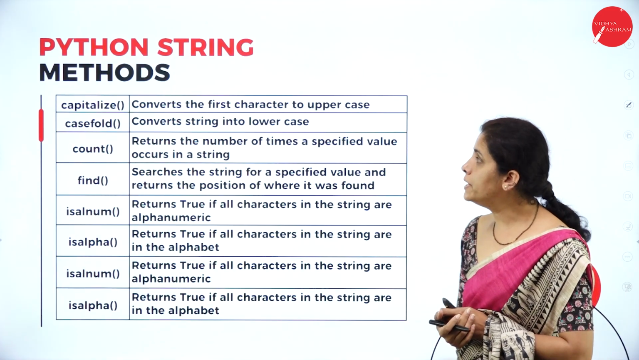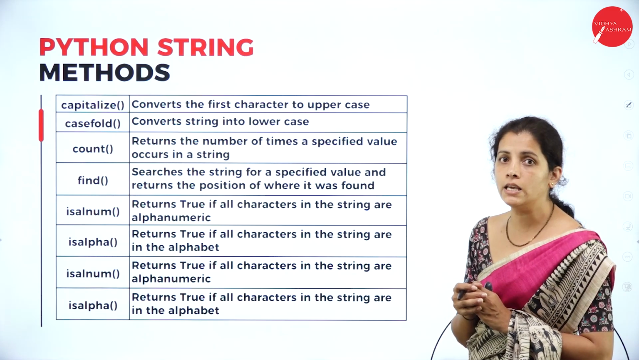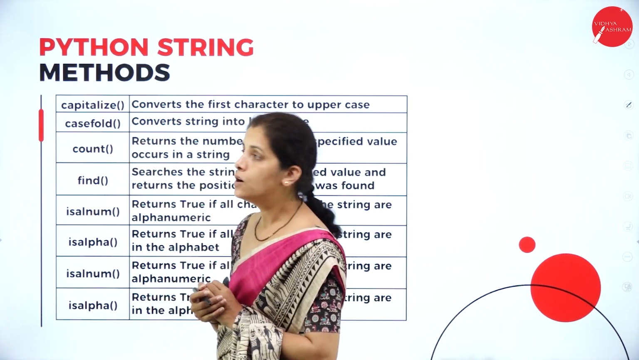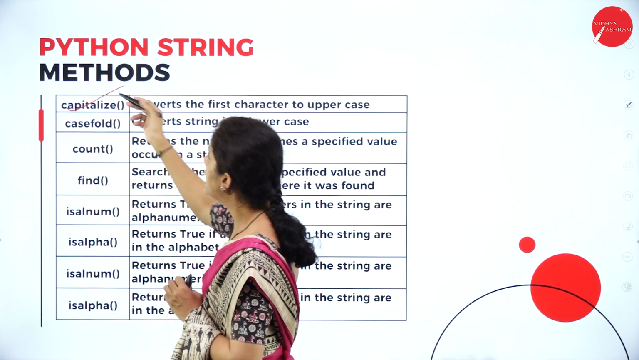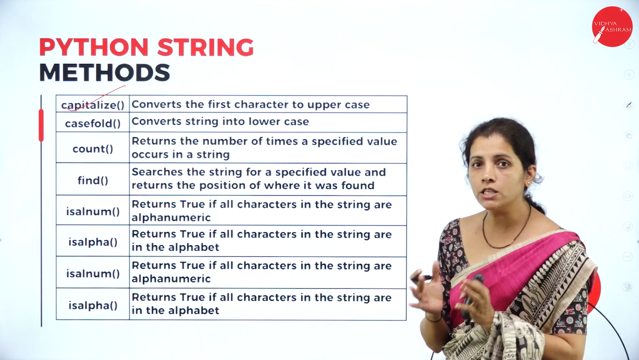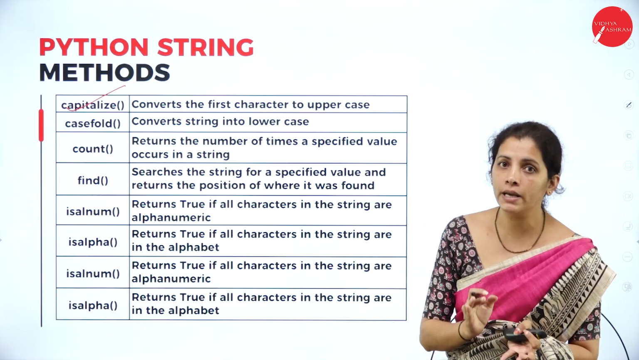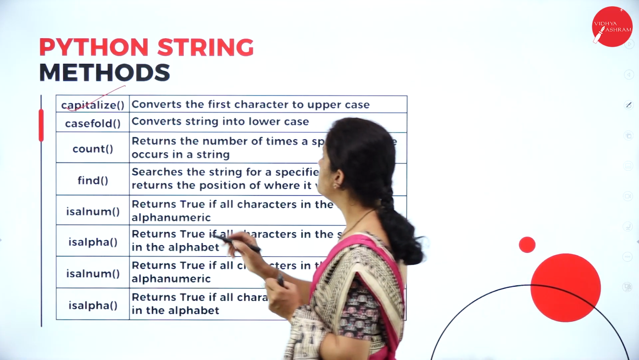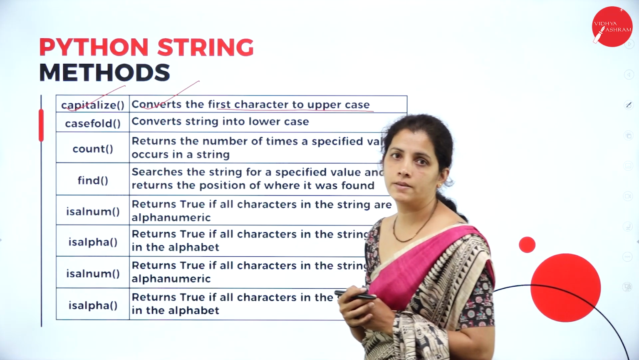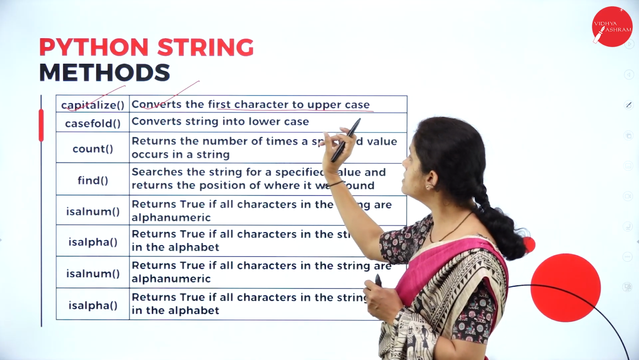Now, let me consider some of the methods supported by the string. Okay, so these are the string methods. First one, capitalize. So what is capitalize? There are certain situations where I want to convert a lowercase letter to an uppercase letter. Okay, convert the first character to uppercase. So what I'm going to do is convert the first character.